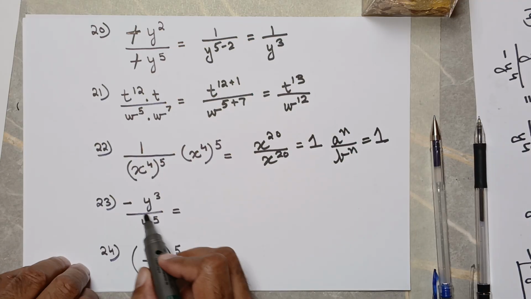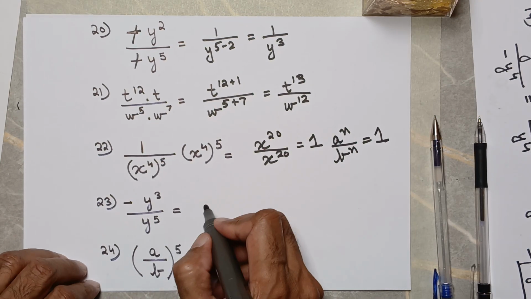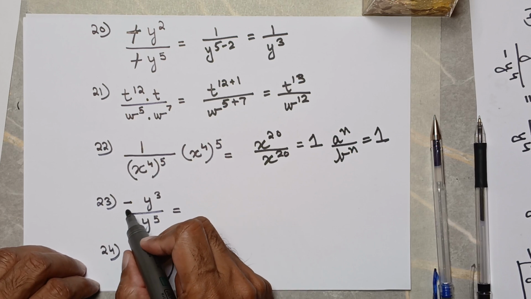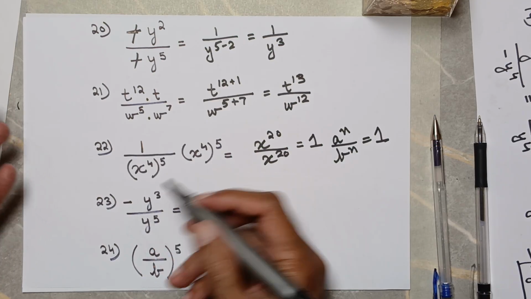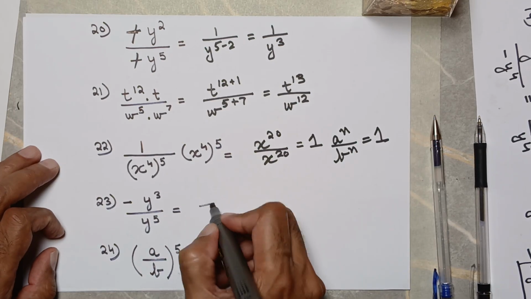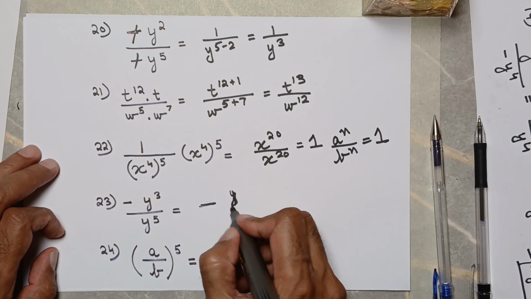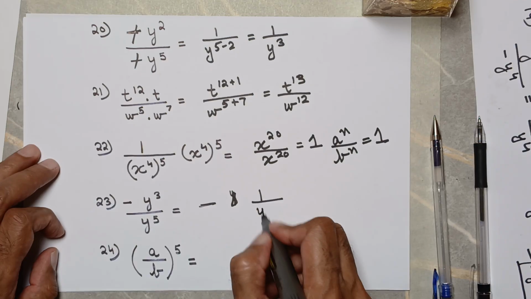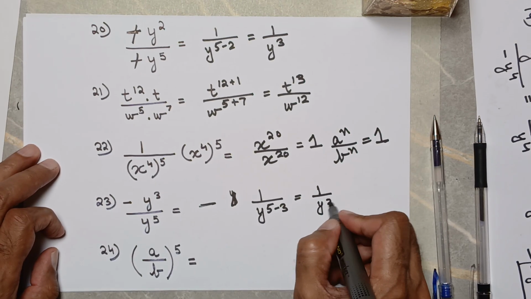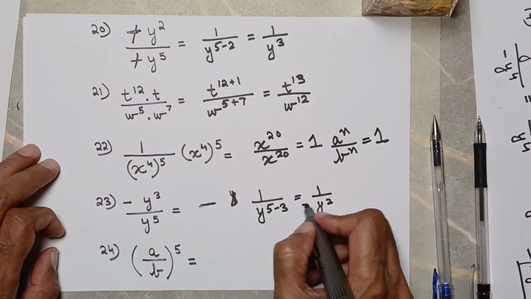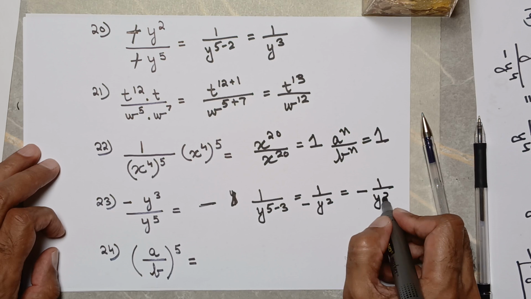Now here we have 23rd question, minus y3 divided by y5. What we are going to do, we don't have to worry about this minus sign any longer. We know that we can place it in the numerator or in the denominator or in the middle. Simply, okay, let me place it over here. So 1 over y5 minus 3, that will give you 1 over y square, and this minus sign can be placed over here, or you can simply write it as minus 1 over y square.